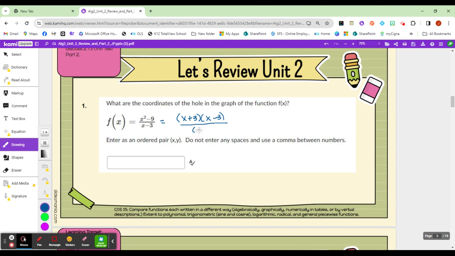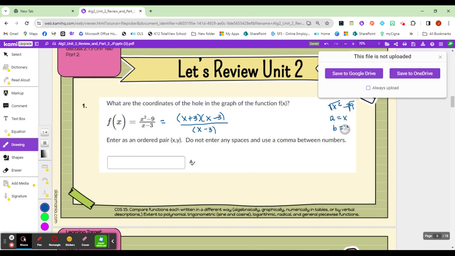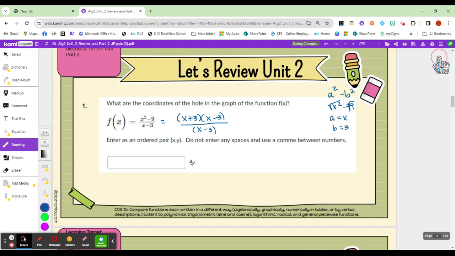If you have forgotten how to factor x squared minus 9, we use the formula a squared minus b squared. For the problem x squared minus 9, a would be the square root of x squared, which is x, and b would be the square root of 9, which is 3. Then we follow the formula, a plus b, so x plus 3, times a minus b, so x minus 3. That's how I got this numerator.